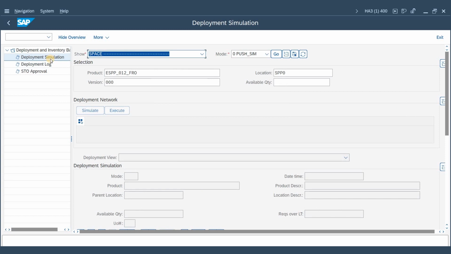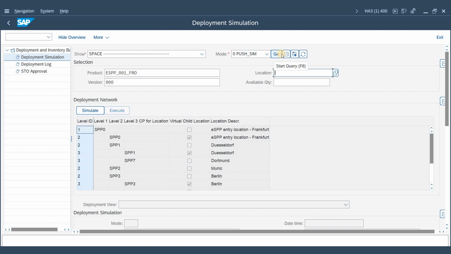Now we go into the deployment simulation for our test product. And we are opening the bill of distribution. And now what we are going to simulate right now is to book a goods receipt. We are just simulating, we do not really book it, of 1000 units on location SPP1.